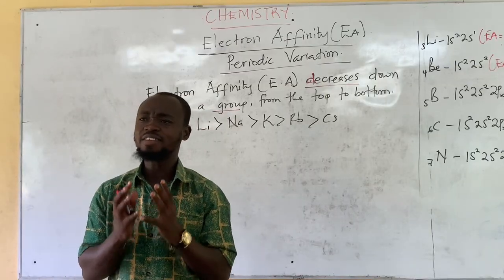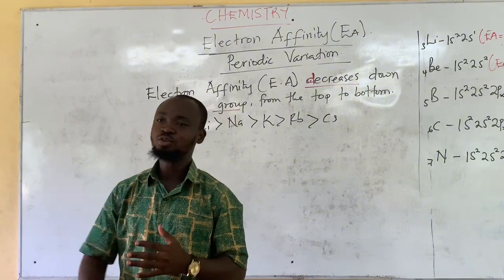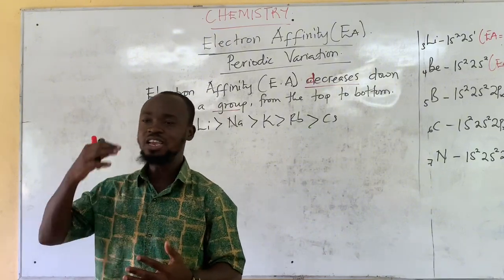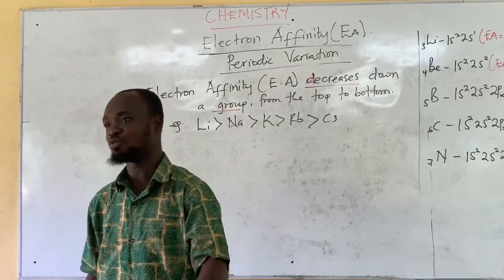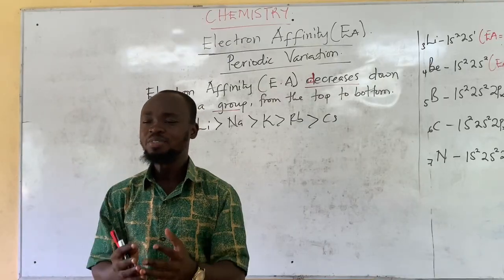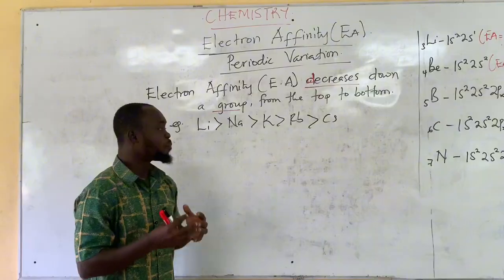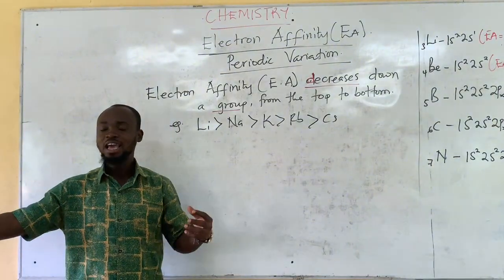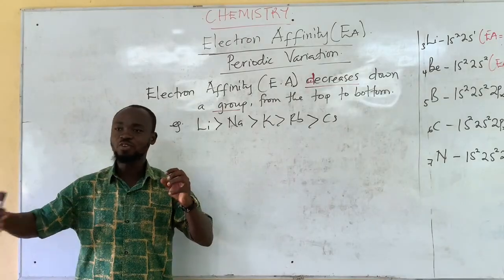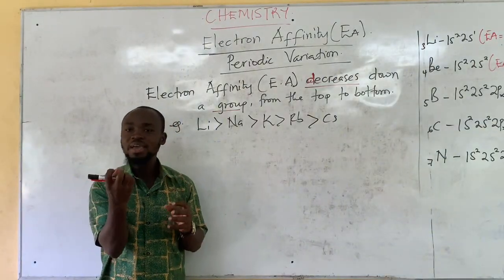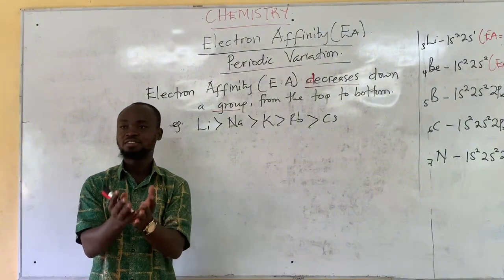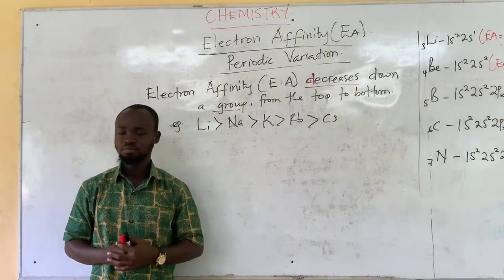And this increases once you're moving down the group due to the increase in number of shells, which increases the number of inner shells, which increases the number of inner shell electrons. So in summary, the distance between the protons and the valence electron becomes very wide. And we say that the proton attraction for the valence electron is minimal once you're moving down the group, due to the reason that I've stated just now.